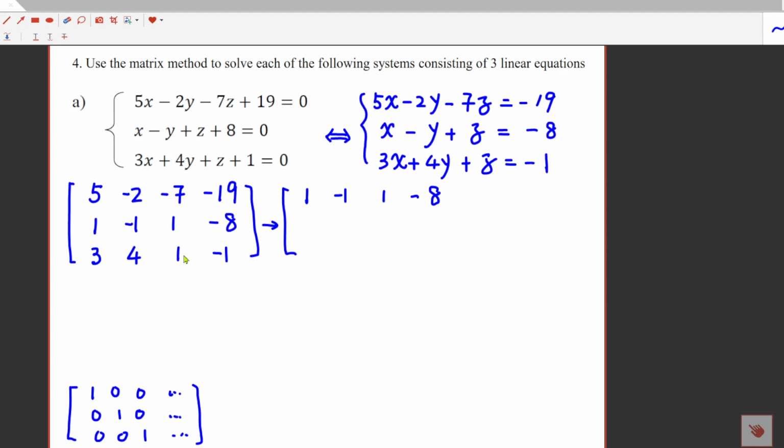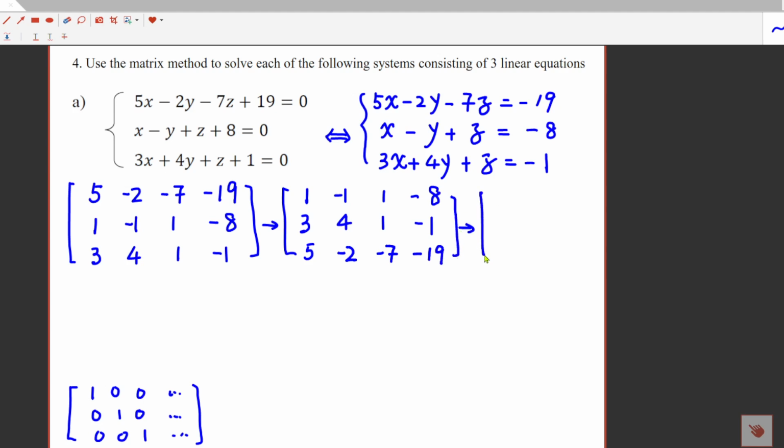Okay, let's move this row to the second position because 3 is smaller than 5, right? So the second row is 3, 4, 1, -1, and the third row is 5, -2, -7, and -19.